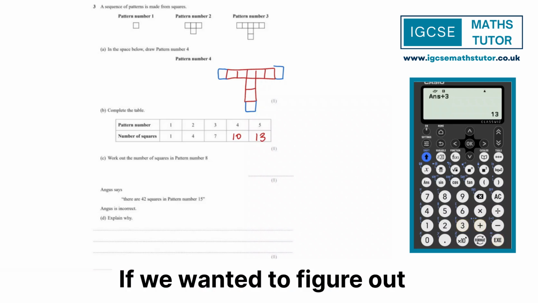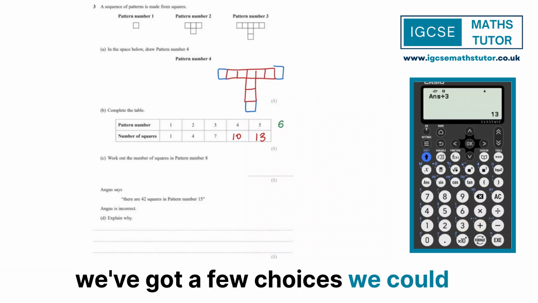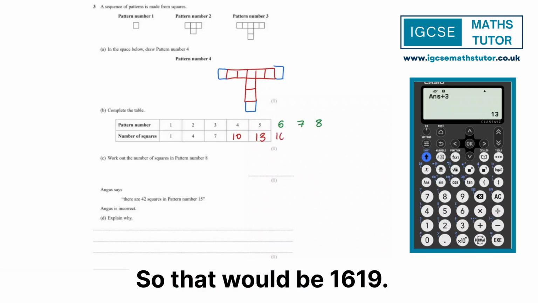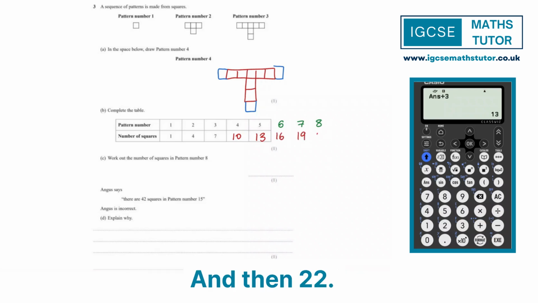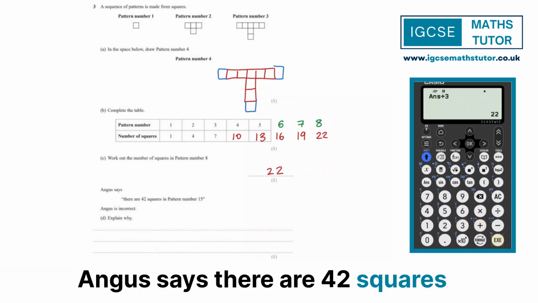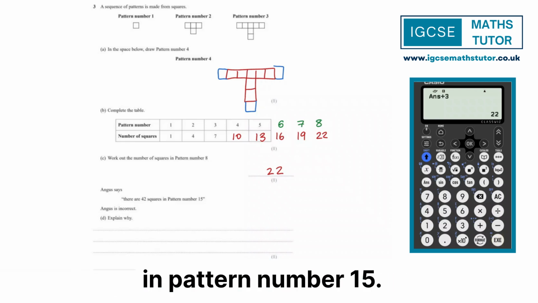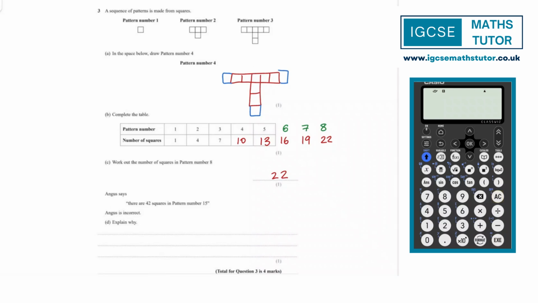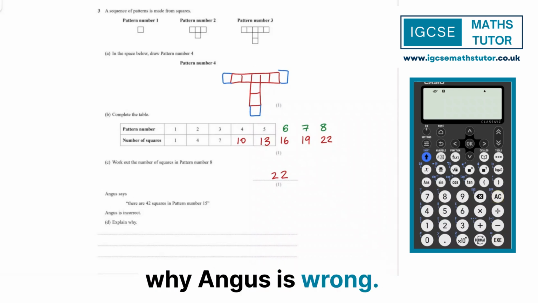If we wanted to figure out pattern number 8, well, we've got a few choices. We could just carry on the table. So that would be 16, 19, and then 22. Angus says there are 42 squares in pattern number 15. Angus is incorrect. Explain why. There's a few reasons why Angus is wrong.